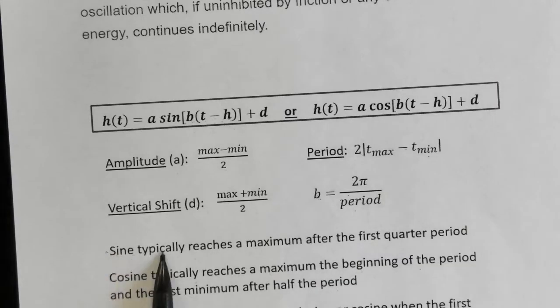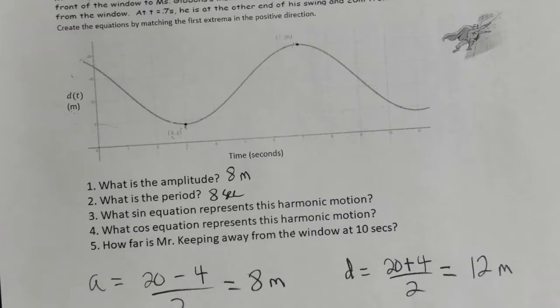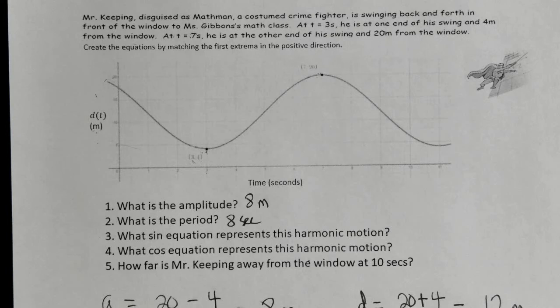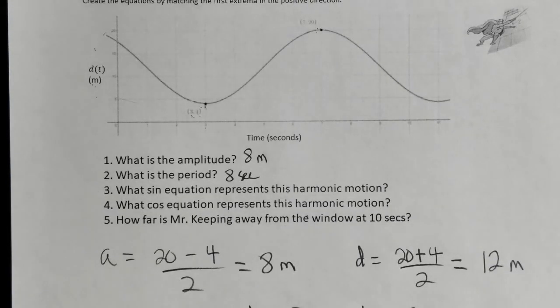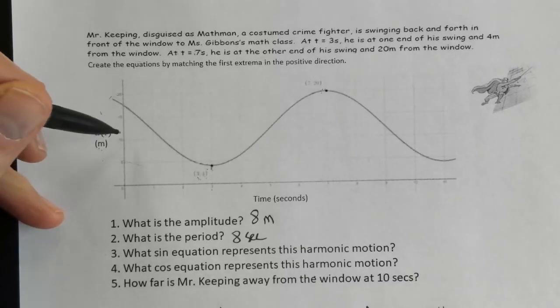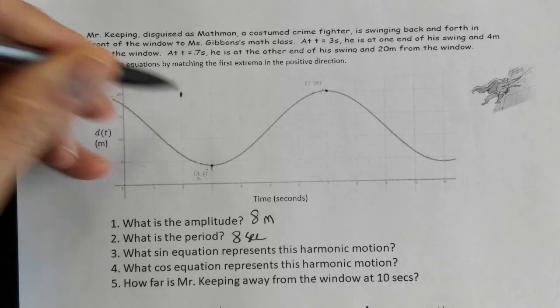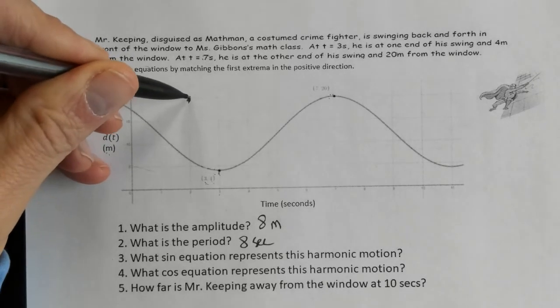So here's what I mean by that. Remember, sine typically reaches a maximum after the first quarter period, right? Well, the period is 8 seconds. So what's the first quarter period? So 8 divided by 4. Yeah, 4 was right. 8 divided by 4 is 2. So sine typically is going to reach a maximum after 2 seconds. It's typically going to be reaching a maximum here. So that's where the maximum would normally be for sine.